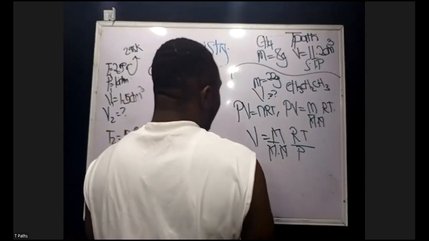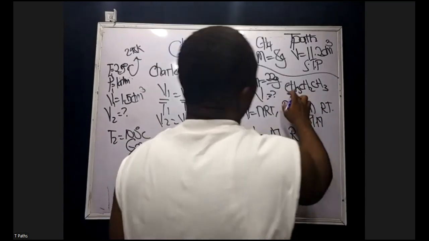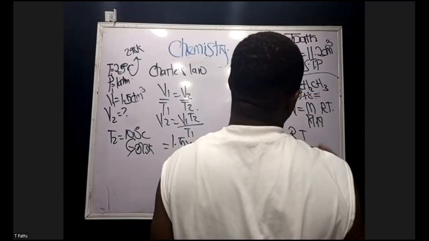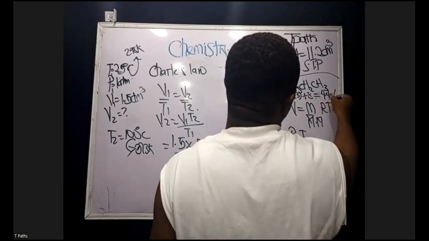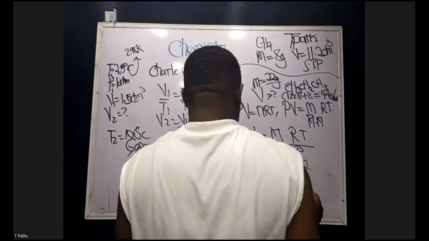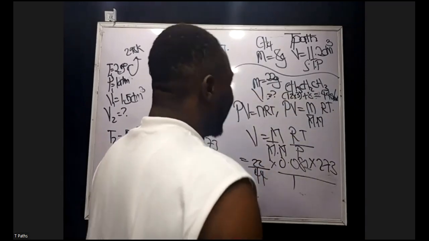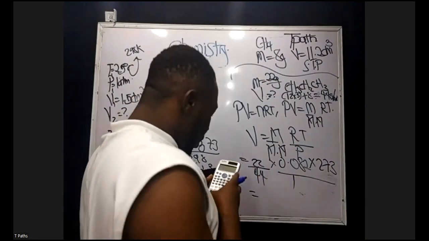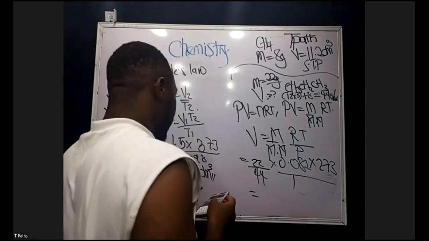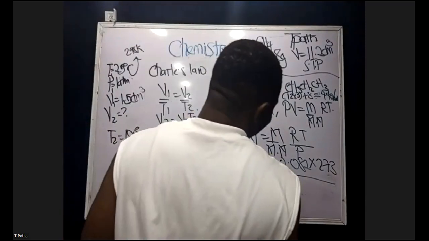Our volume's unit is in dm cube, so we have to use R as 0.082. The mass here is 22. What is the molar mass of this? 12 times 3 is 36, plus 8 is 44 grams per mole. So this is the molar mass. So 22 over 44 times R, which is 0.082, times your temperature. At STP, temperature is 273 Kelvin and pressure is 1 atm. Let's do this math. 22 times 0.082 times 273 divided by 44 gives 11.193. See? Option B, 11.2 dm cube.